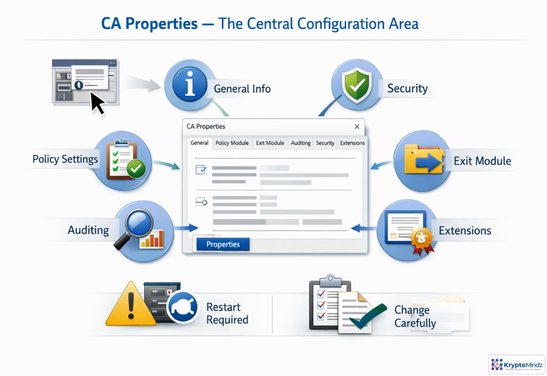CA Properties is the control center for how your certification authority behaves. From here, you can see basic CA details, decide who can manage and enroll, define policy rules, configure exit modules that send events elsewhere, and choose where and how certificates and CRLs are published. Many of these changes only take effect after restarting the CA service, so treat this dialog like production infrastructure. Plan changes, test them, document them, and avoid casual experimentation.